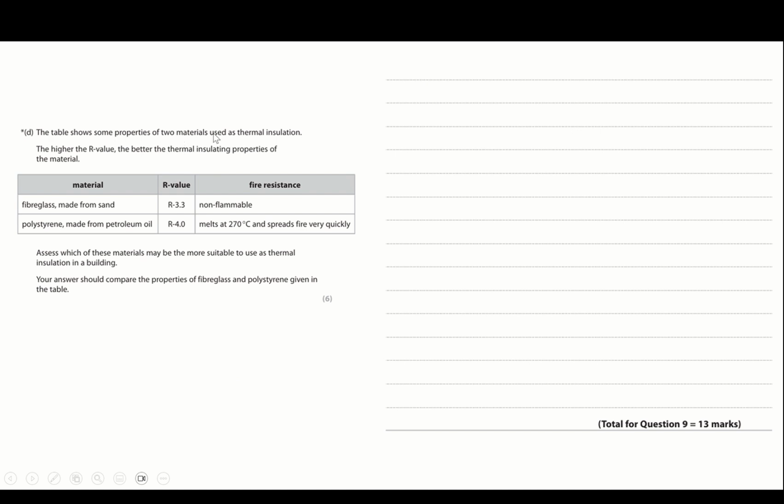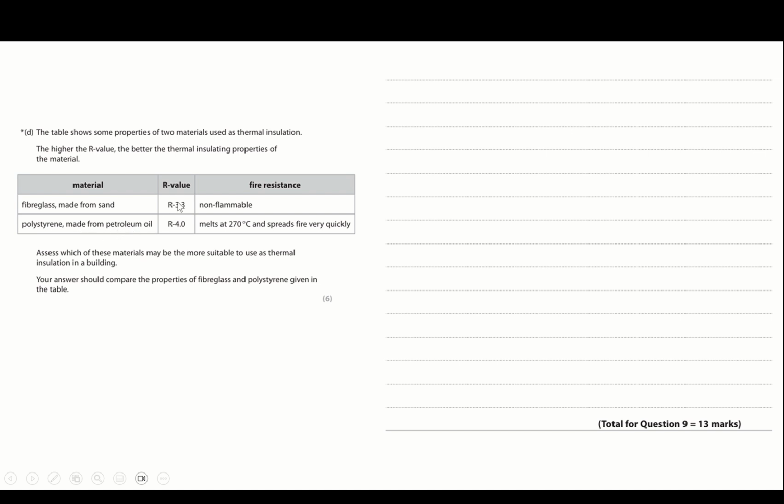Table shows some properties of 2 materials used as thermal insulation. It tells us some information. I always think this is a nice 6 marker because you've just got to use each of the bits of information, have a little think about what these mean, and then write it up. So fiberglass is made from sand. Perfect. Sand is cheap and we're not going to run out of it. Polystyrene is made from oil. Oil is expensive and it's a non-renewable resource. It's finite. We're going to run out of it.